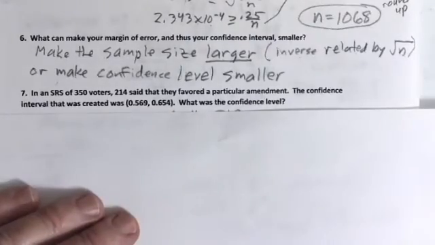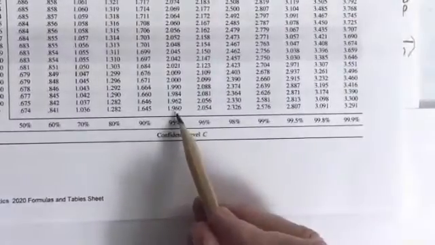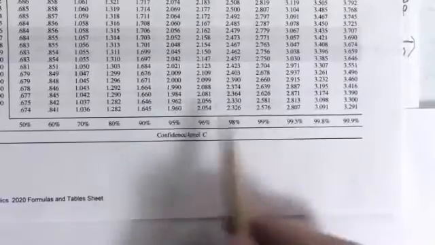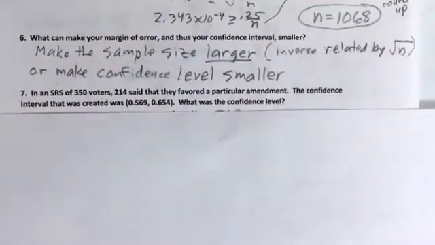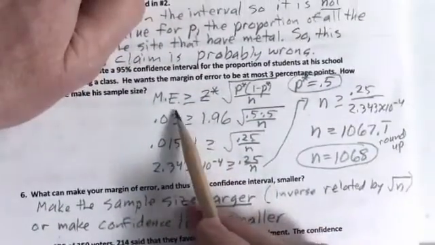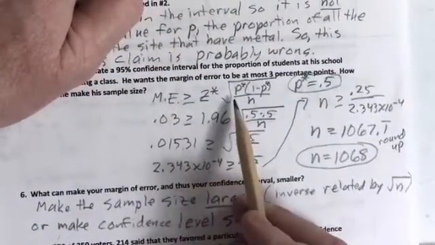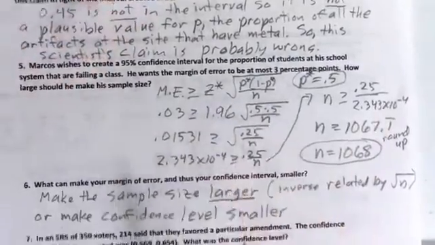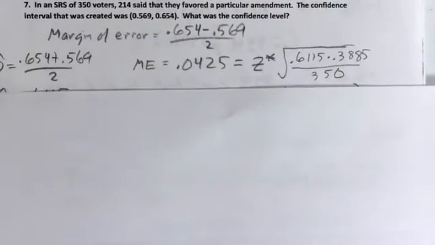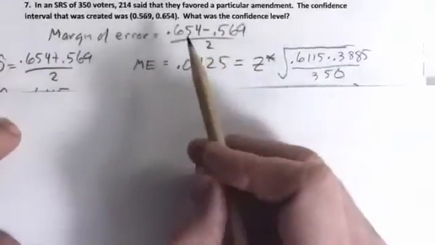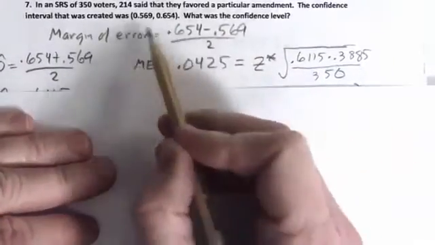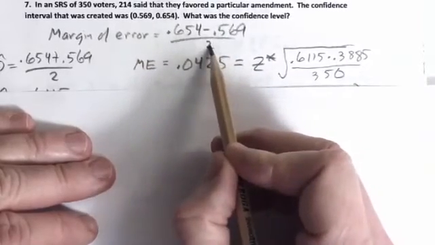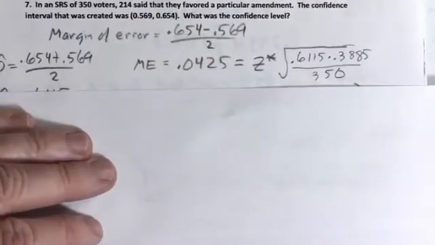Well, if we could figure out the Z star, we could figure out the percent that goes with it. So which of these Z stars go with it? How could we figure out Z star? Well, we have the formula for margin of error. If we can find the margin of error, and we have an estimate for P and N, we could figure out Z star, then we could figure out the confidence level. To figure out the margin of error, one thing you can do, as we discussed last section, is subtract these two things and divide by 2. And that will tell you your margin of error.